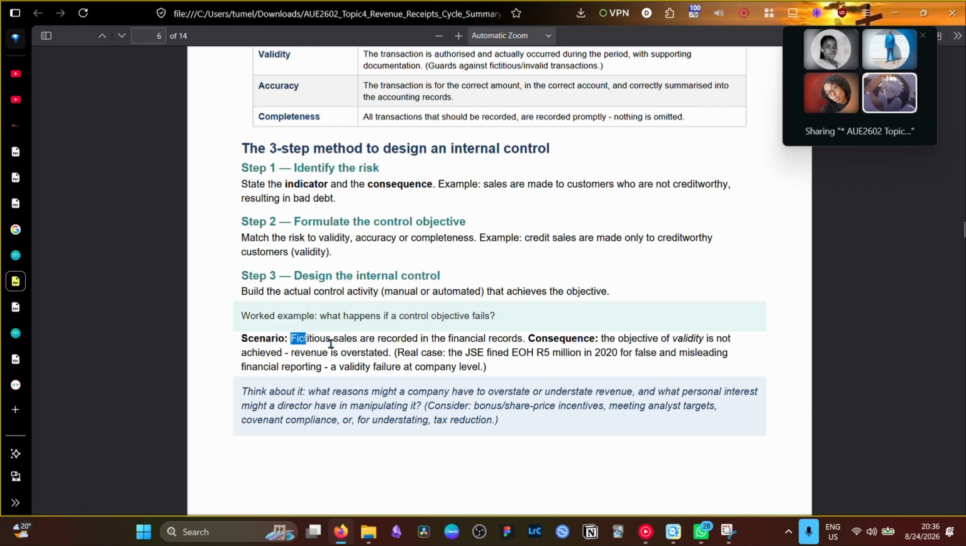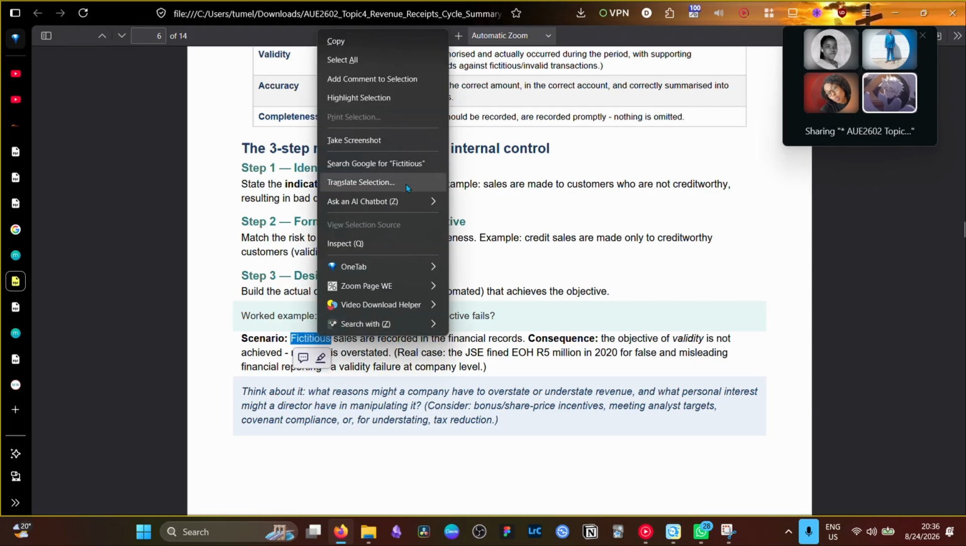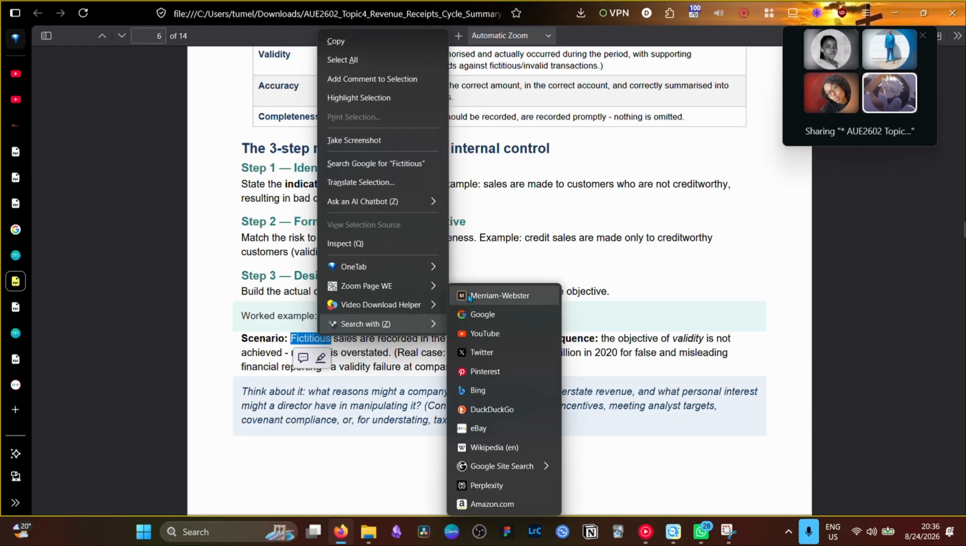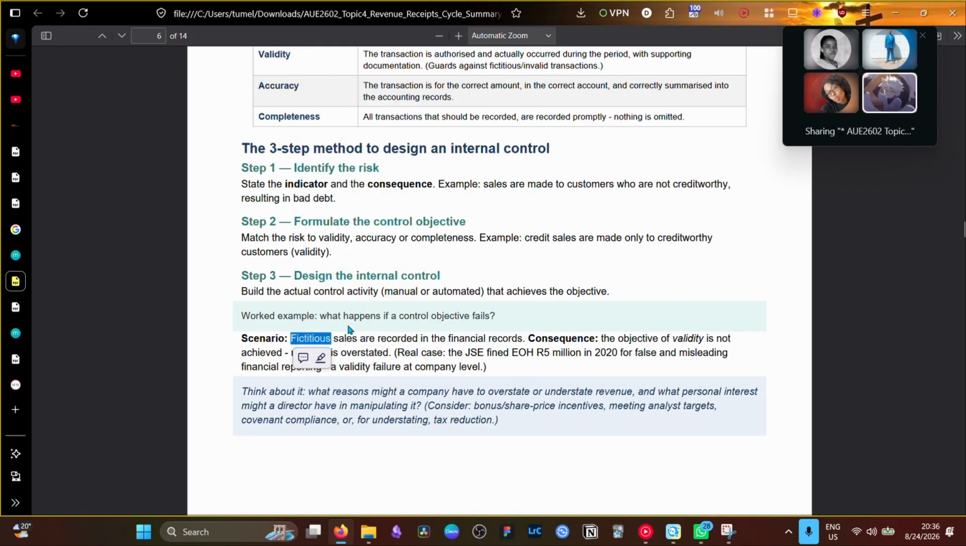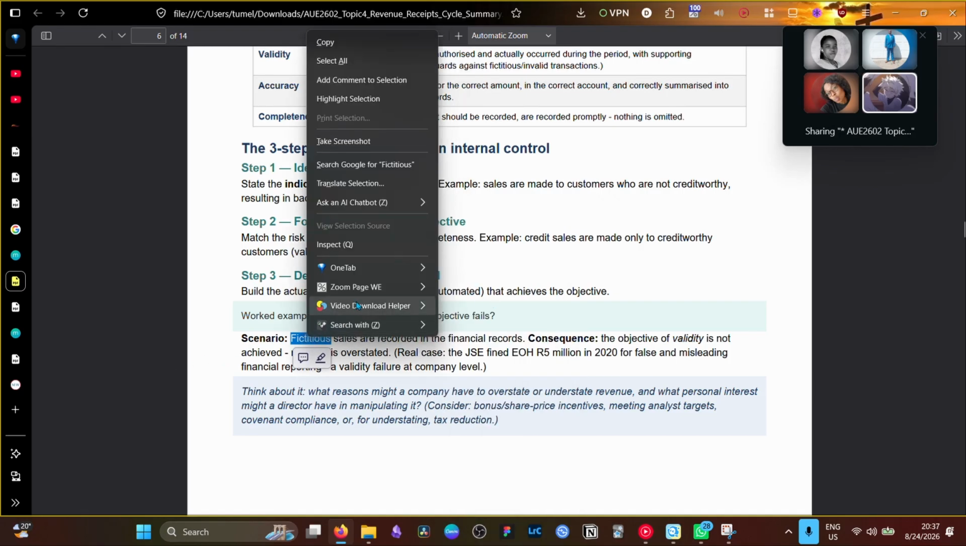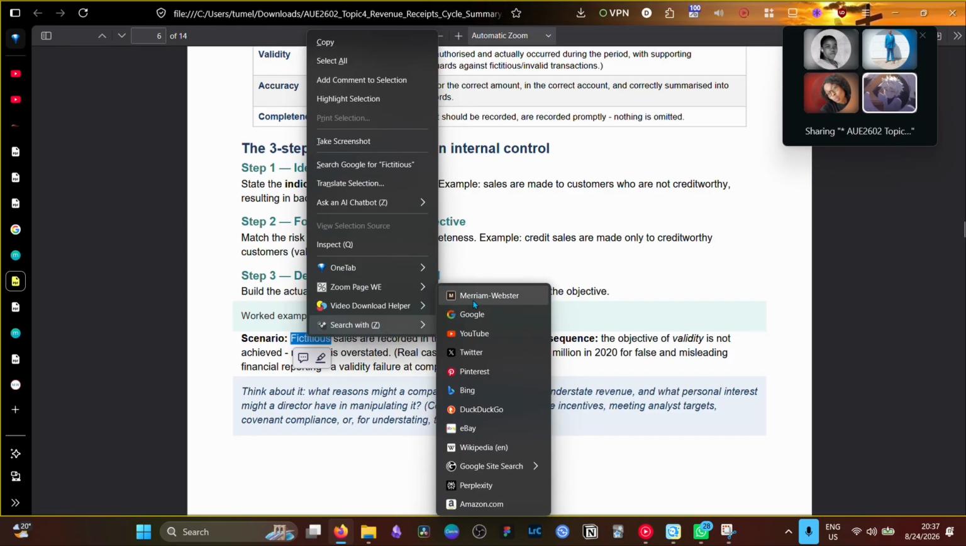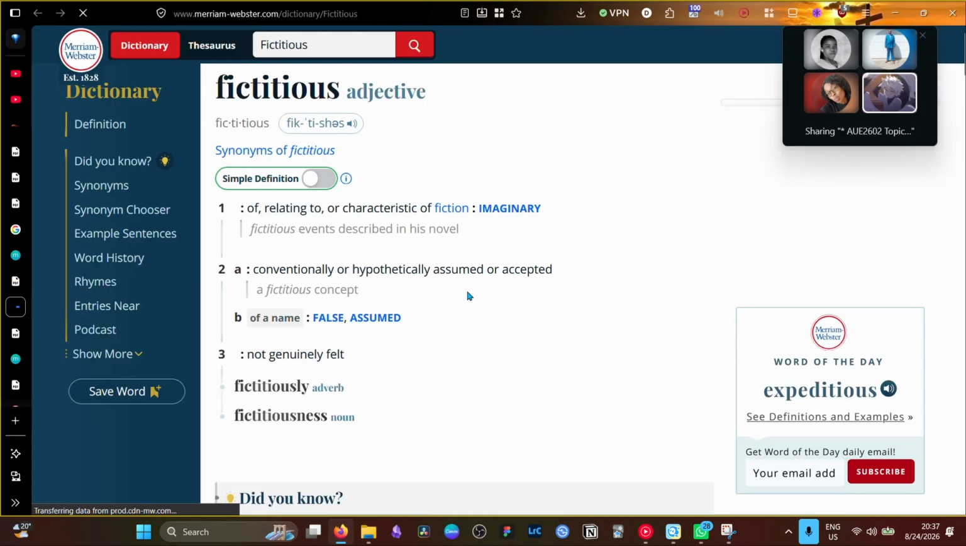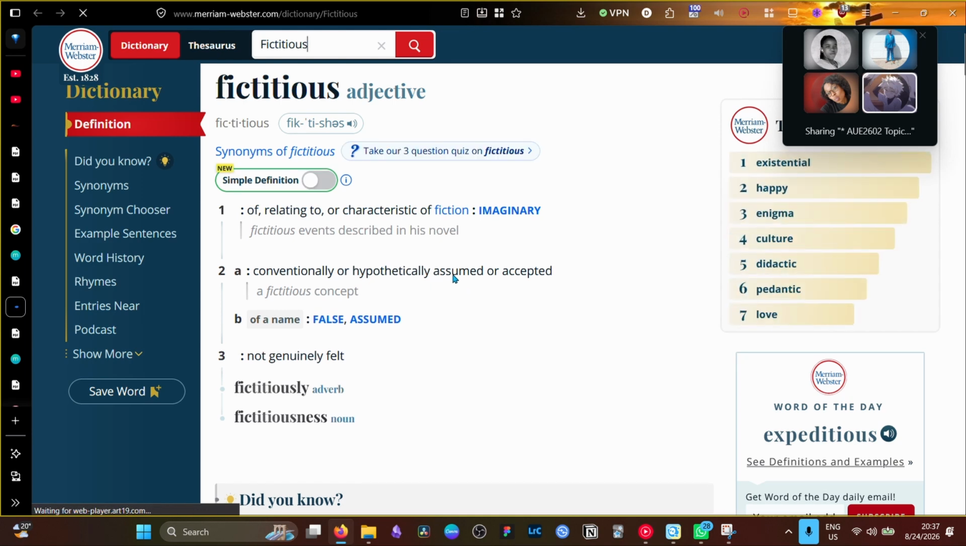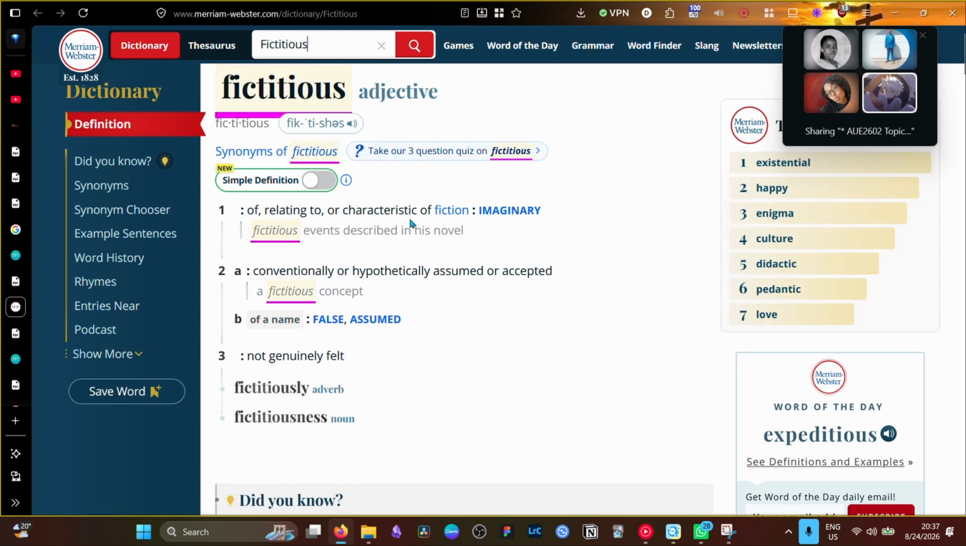We can actually just search it. That's always interesting to just see it. After relating to the character of fiction, yes. So something fictitious is something that is not true.